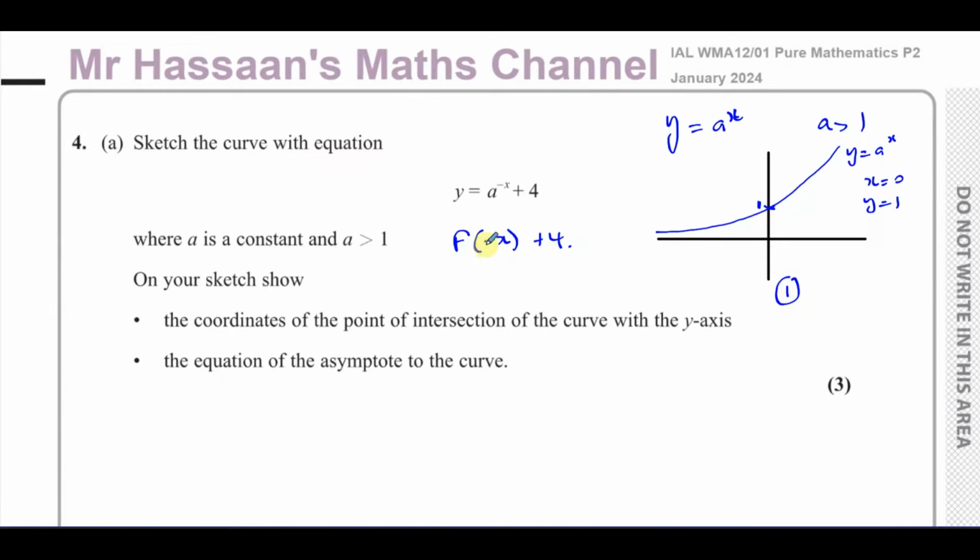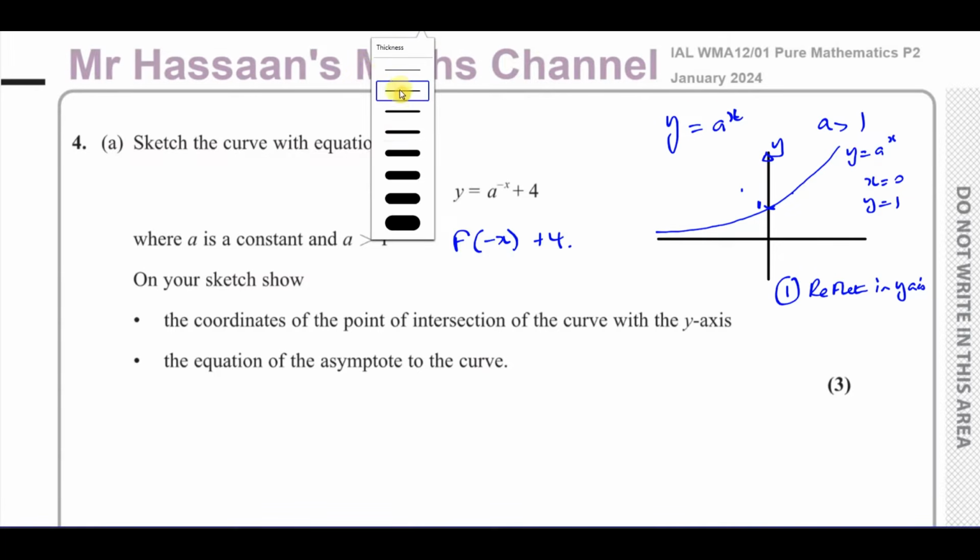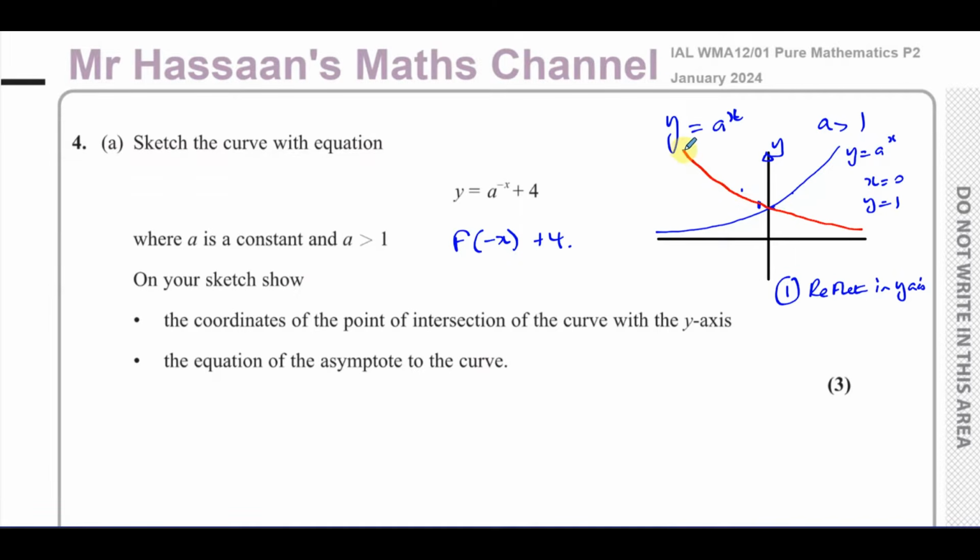The first thing is it's going to be reflected in the y-axis. It's a horizontal transformation. So basically the x coordinates change their signs. This will end up going over there. This will stay as it is. It will basically be a reflection of this in the y-axis. So it will look something like this. We'll have this type of shape. Okay, reflection in the y-axis.